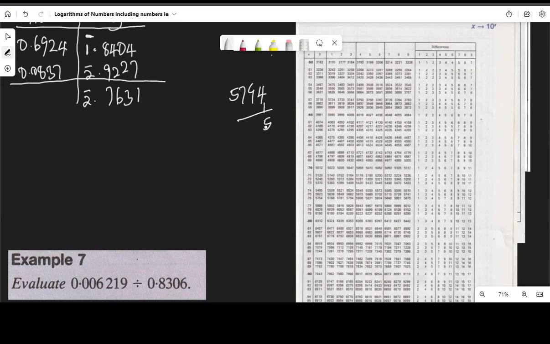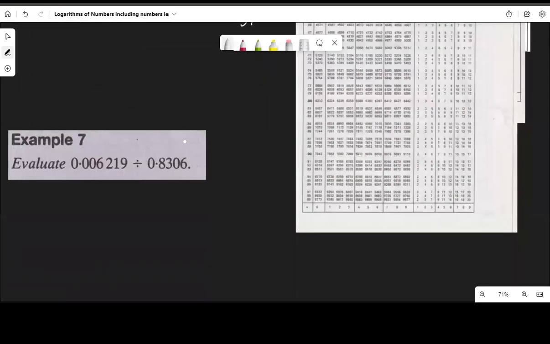Which gives us 5 there. So we have 5, 7, 9, 5. For numbers less than 1, we don't need to add anything here. We just write the number in a way that when you express it in standard form, you get this power back, and that will be 0.05795.